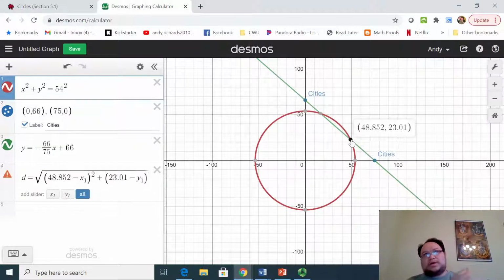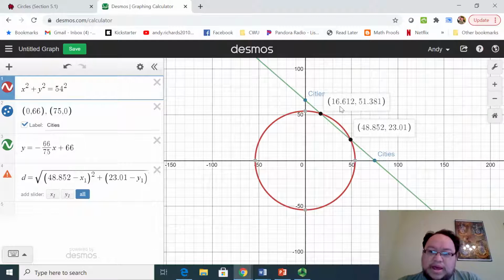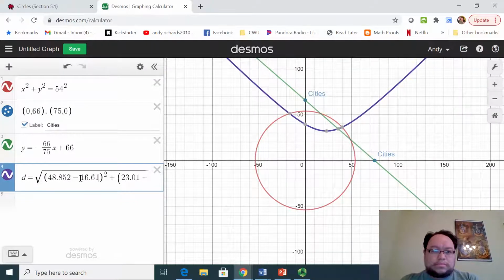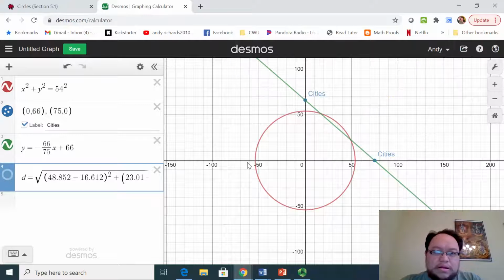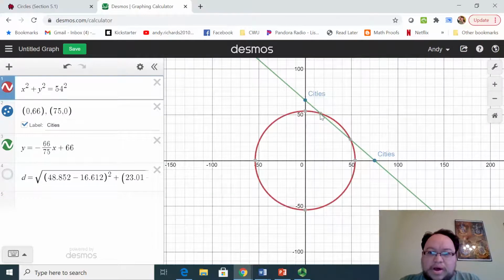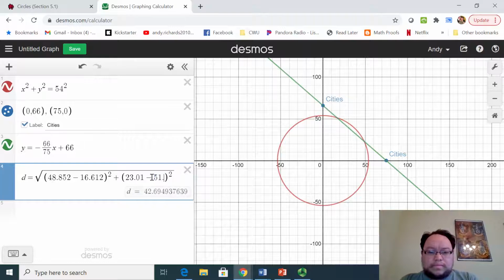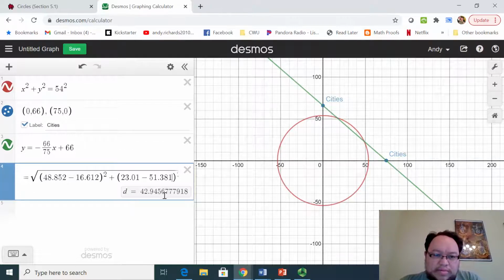Right? That's that coordinate along that road. That's where we lose the radio signal. Our entry point is this one here. So my x1 for that is going to be this 16.612. And my y coordinate for that is going to be this 51.381. So I'm going to have to stretch this out a little bit here. And again, it's 51.381. And the distance is going to pop out of this thing.